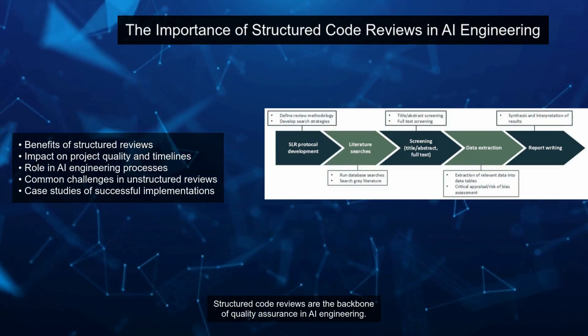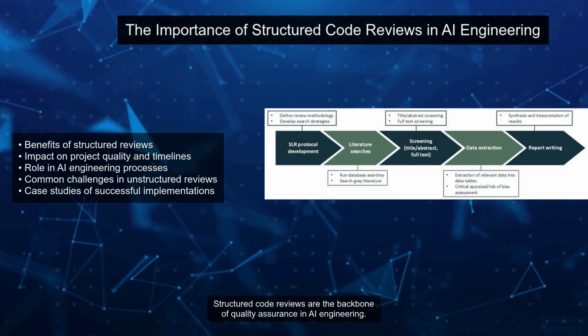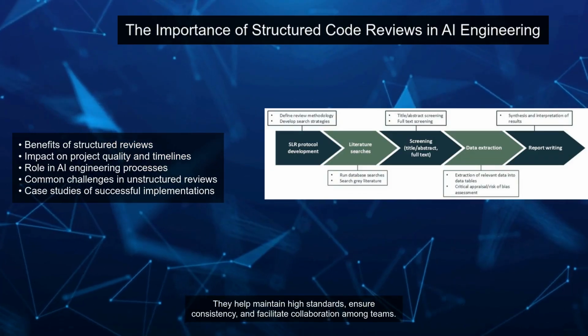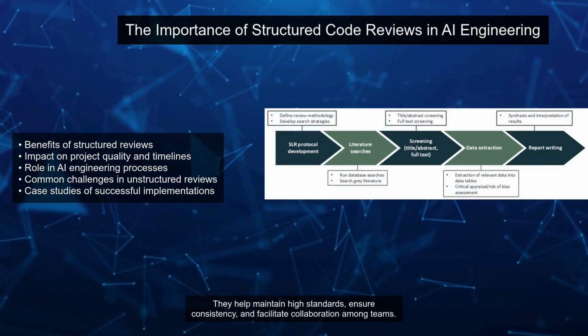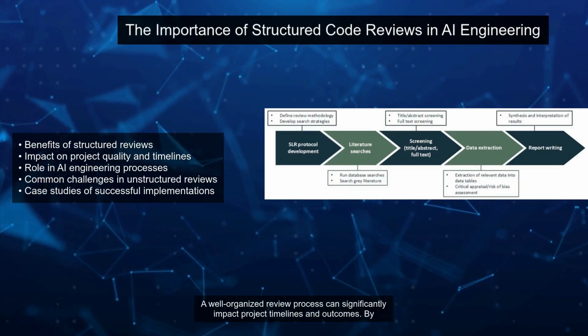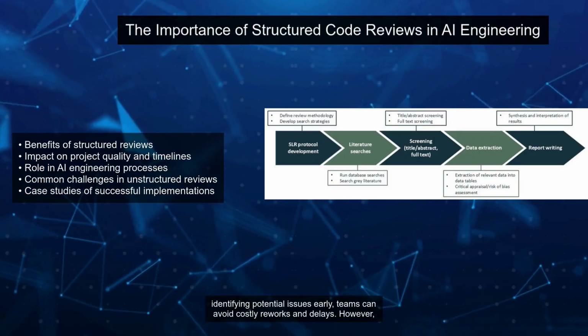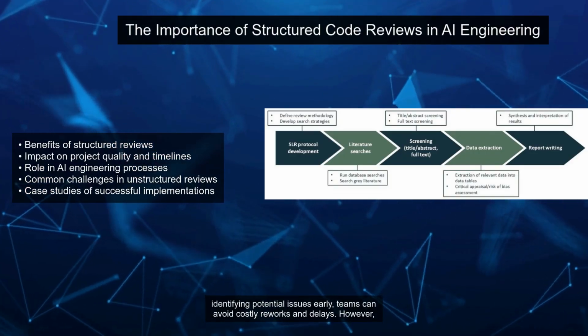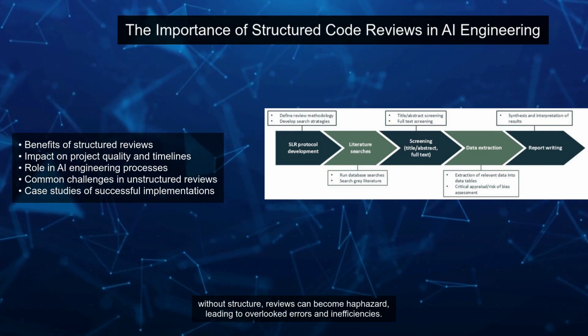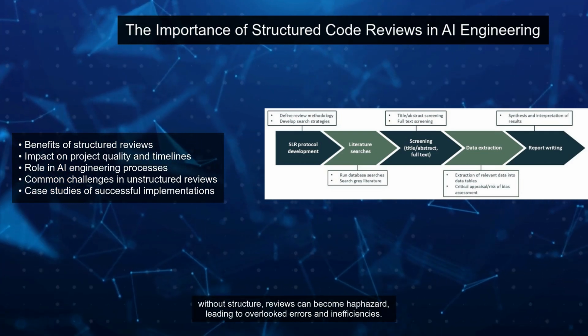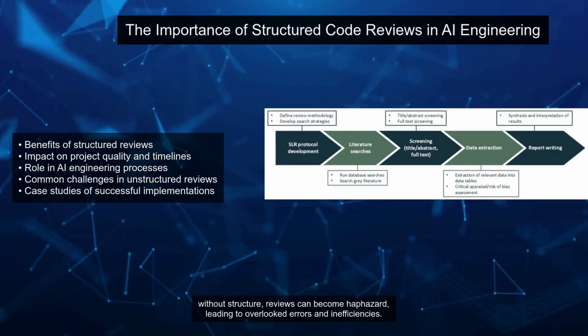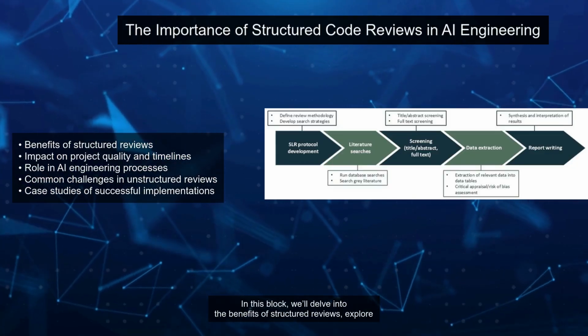Structured code reviews are the backbone of quality assurance in AI engineering. They help maintain high standards, ensure consistency, and facilitate collaboration among teams. A well-organized review process can significantly impact project timelines and outcomes. By identifying potential issues early, teams can avoid costly reworks and delays. However, without structure, reviews can become haphazard, leading to overlooked errors and inefficiencies.